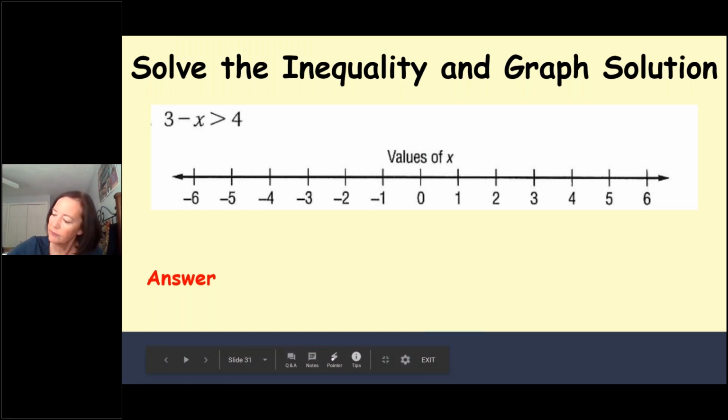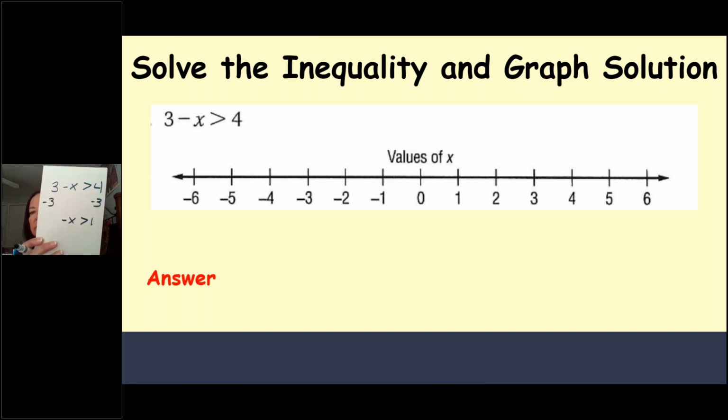Now it's time to get x by itself, so it's going to be x. Flip that sign, and then that's going to be -1. X is less than -1. So Tylisha, this is that rule. I'm going to call it the Danielle rule. When you have to multiply by a negative number, you're going to flip the sign.